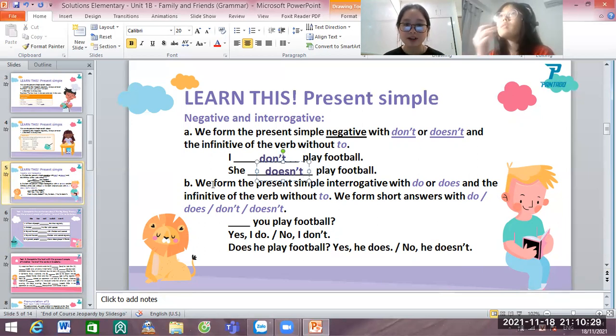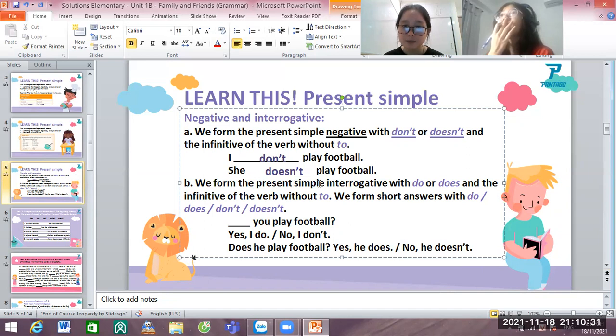Okay, the next one, we form the present simple interrogative, which means the questions. You know the questions?